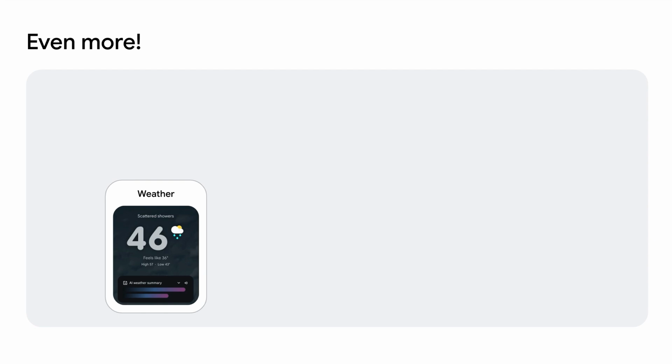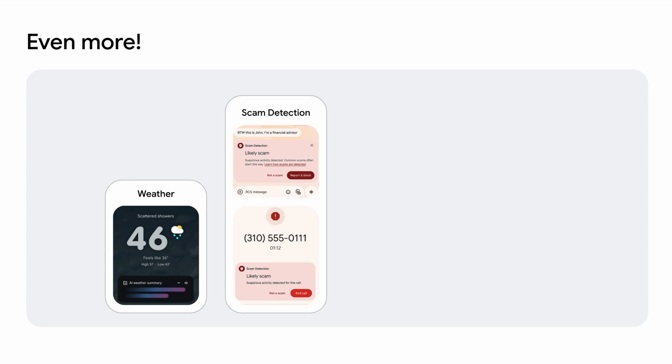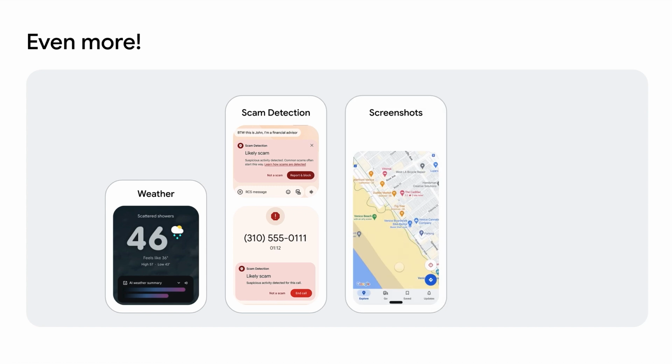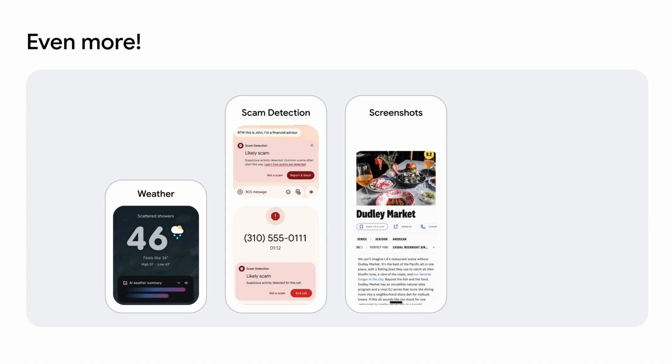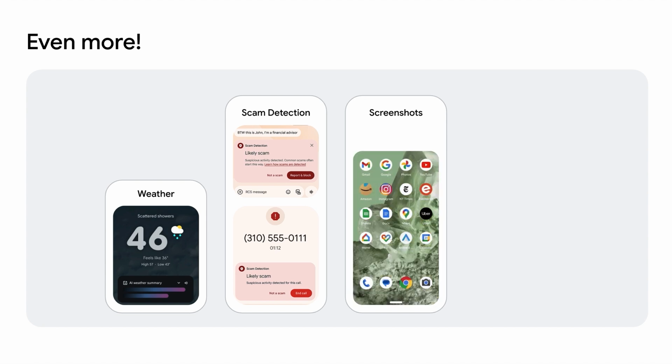The weather app now gives you a quick, personalized forecast summary: less scrolling, more knowing. On-device scam detection is now running in Messages and Phone by Google. Pixel Screenshots apps analyze your screenshots to suggest relevant actions, such as navigating to an address. It also allows you to easily query information like a package tracking number or a Wi-Fi password.